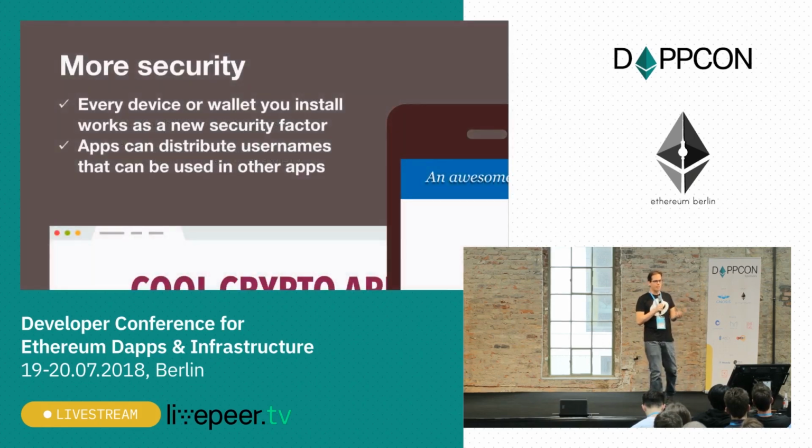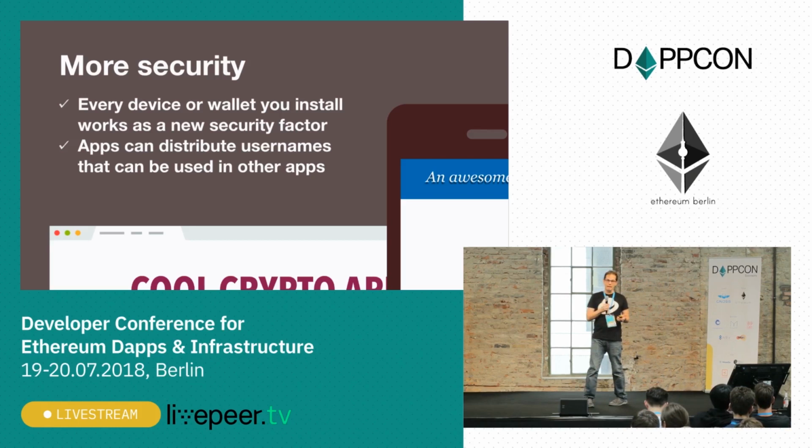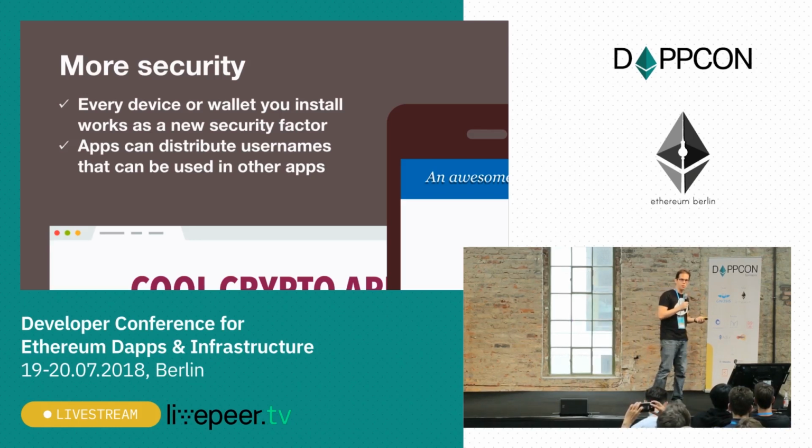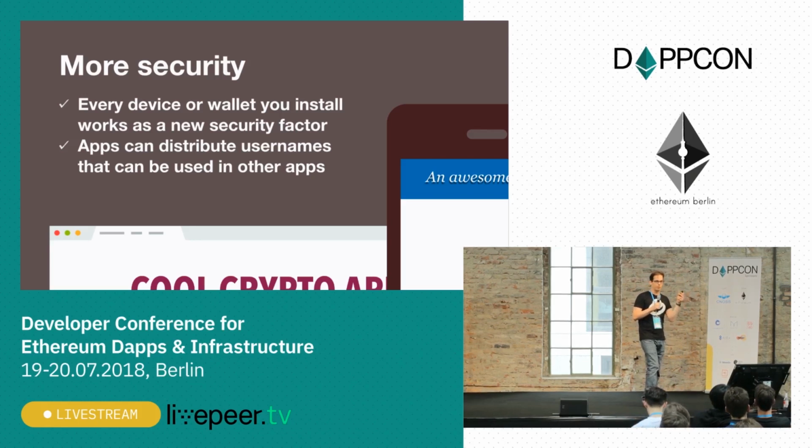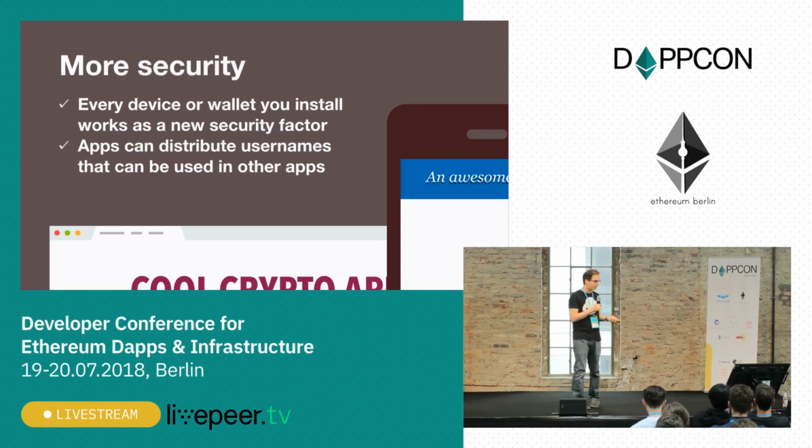So what does it mean, like in total? It means that we have more security. Every device, every wallet you install is a new security factor. And it can count for games also. Maybe CryptoKitty could be a second factor for Toshi, which is a third factor for your Dutch Auction app. And if every one of them is using the same standards, every time you use a new app, you're adding security. You're not removing security, which is super interesting.